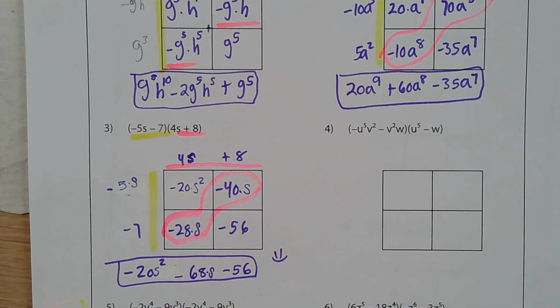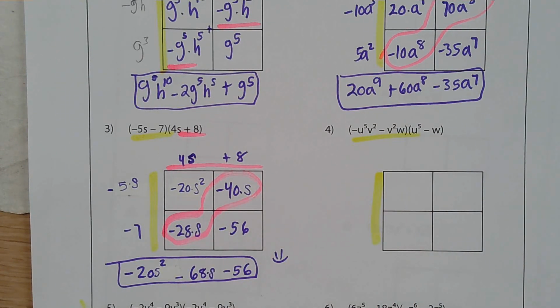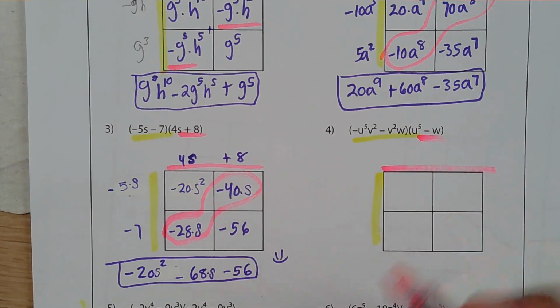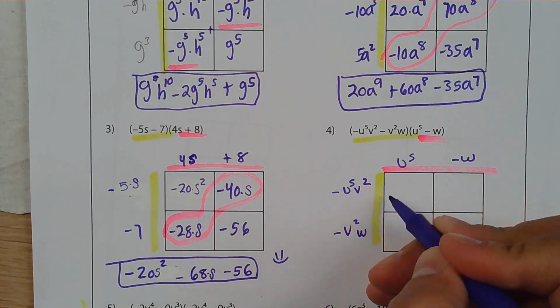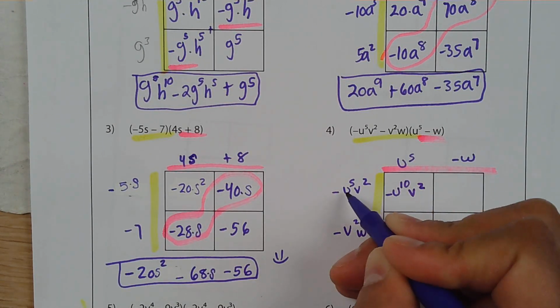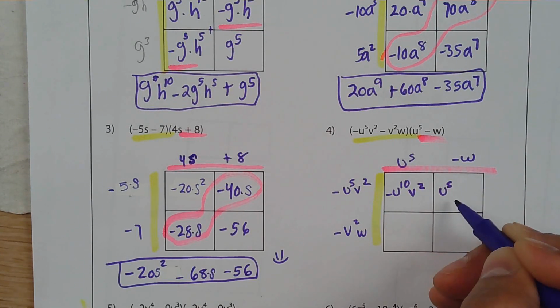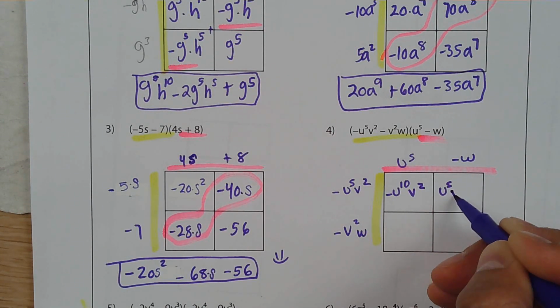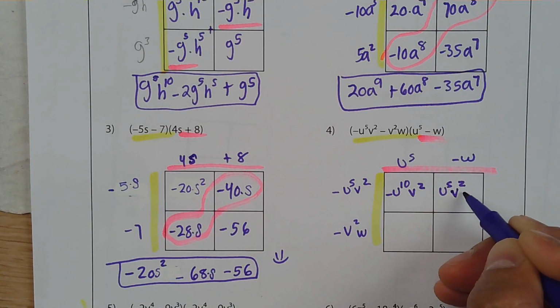Now let's set it up again. This one goes here. And now let's work it out. This will be negative u to the 10 v squared. This will be positive u to the 5th v squared and w.